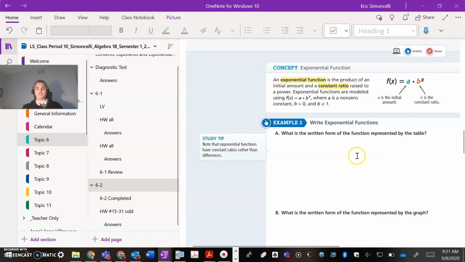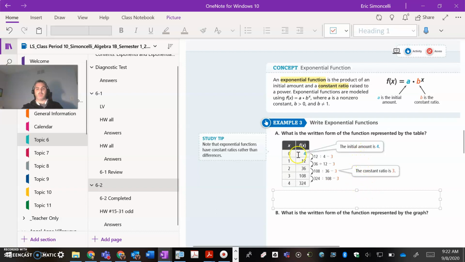Example 3. What is the written form of the function represented in the table? So let's take a look. We've got our table. We've got our, let's say, 5 x values, and then in turn our 5 y values. If you look at the growth of y, or f of x, same thing, 4, 12, 36, 108, 324. If you took 12 and divided it by the prior number 4, you'd get 3, and so on. 36 divided by 12, same value. So it turns out that the y value divided by the prior y value is always going to equal the same number.